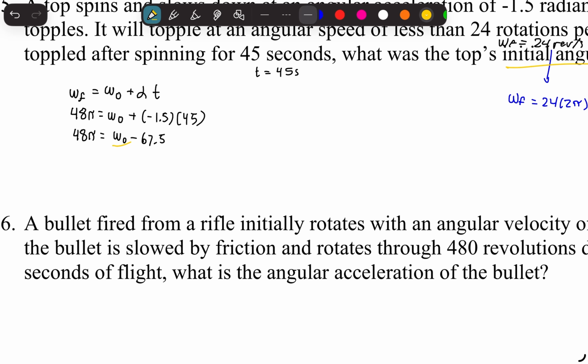Let's solve for that. This is going to be equal to, adding 67.5, we have 48 pi plus 67.5. This 48 pi, that's going to be 150.8 plus 67.5, and this is going to be 218 rad per second.